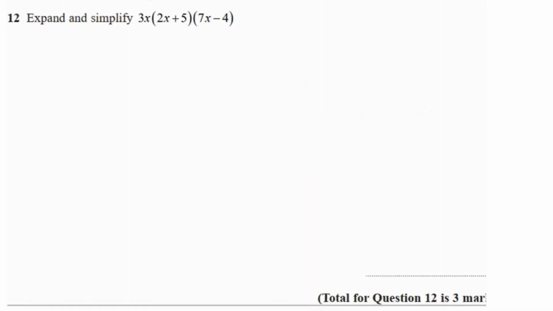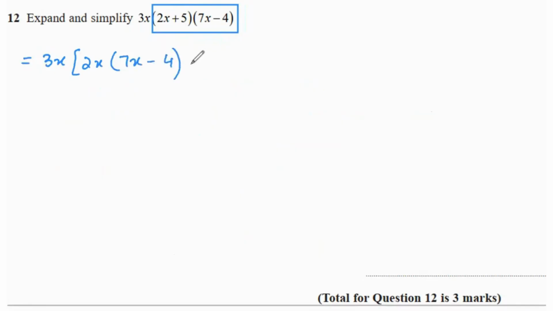Then we have it again, triple bracket expansion, but now instead of a bracket, the first term is just a singular term. So it's kind of similar to that. What we can do is first begin with expanding the brackets, and then multiply the result with 3x. So 3x brackets 2x times 7x minus 4 plus 5 brackets 7x minus 4.